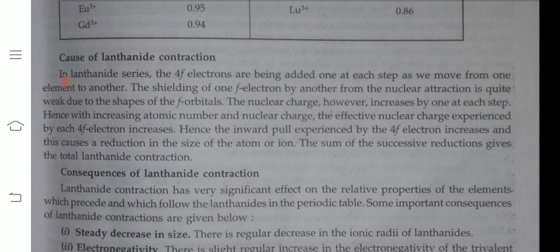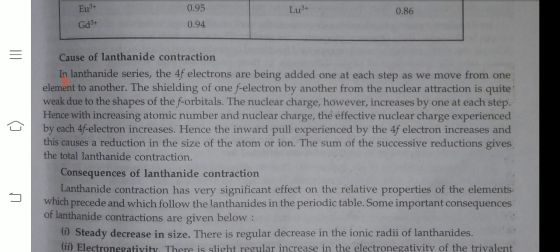Cause of lanthanide contraction. In the lanthanide series, the 4f electrons are being added one at each step as we move from one element to another. The shielding of one f electron by another from the nuclear attraction is quite weak due to the shape of the 4f orbital.